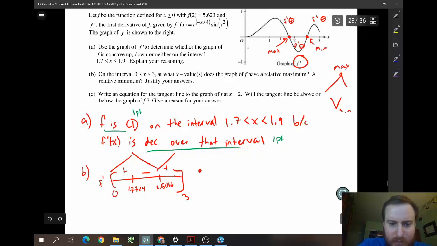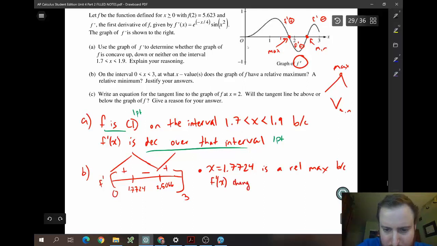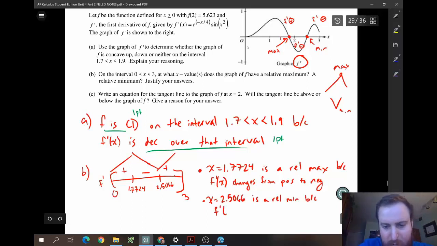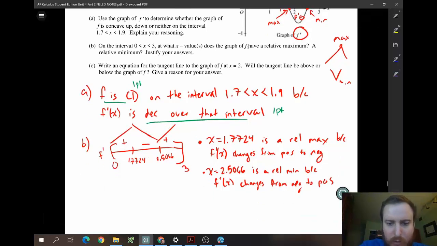So we'll say that x equals 1.7724 is a relative maximum because f prime of x changes from positive to negative. And then we can say x equals 2.5066 is a relative minimum because f prime of x changes from negative to positive. So this question was worth 3 points, right? You got 1 point for finding the 2 points, and then you got 1 point for the answer key.